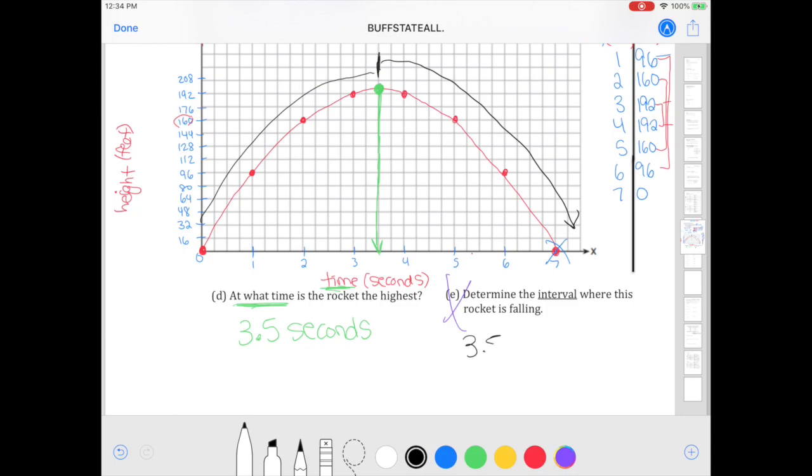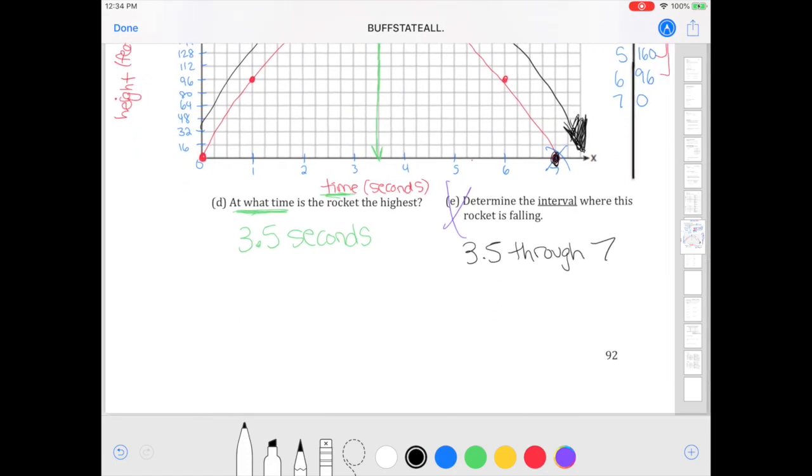So from 3.5 through, technically the graph goes on forever. If you looked at your calculator, you'll absolutely notice the graph never ends. But remember that idea we talked about where there's no arrow there because it ends when it hits the ground at 7. So the interval where the rocket is falling is from 3.5, the highest point on the graph, or the time when it's at the highest, through when it hits the ground because it stops falling there.